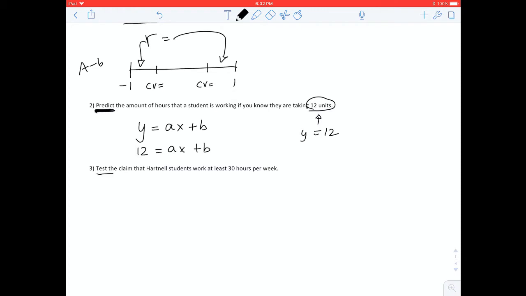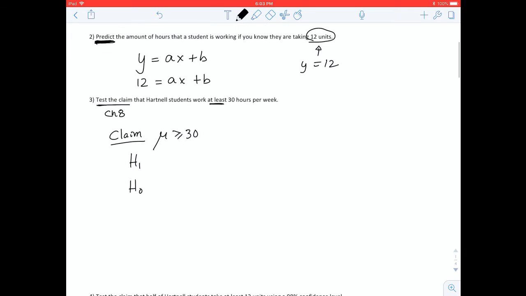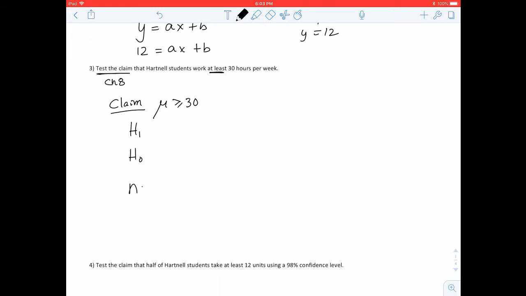Then for number 3, test a claim. So this is chapter 8. You would need to write down the claim. And the words at least mean bigger than or equal to. And then you write down the h sub 1 and the h sub o. You would also need to go to that list, which is list 1, and find out what n equals, what x bar equals, and what the s, the standard deviation, is.